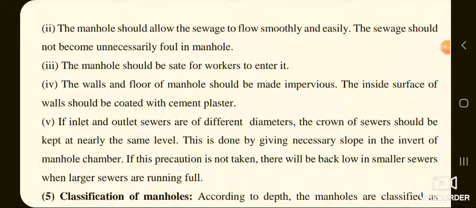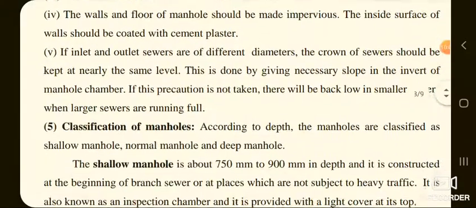Third one is the manhole should be safe for workers to enter it. Fourth one, the walls and floor of manhole should be made impervious. The inside surface of wall should be coated with cement plaster.